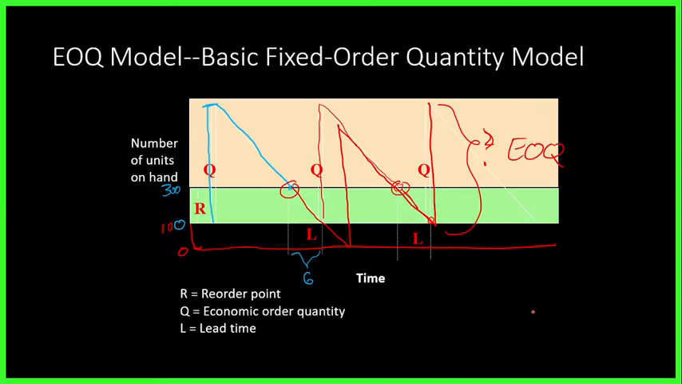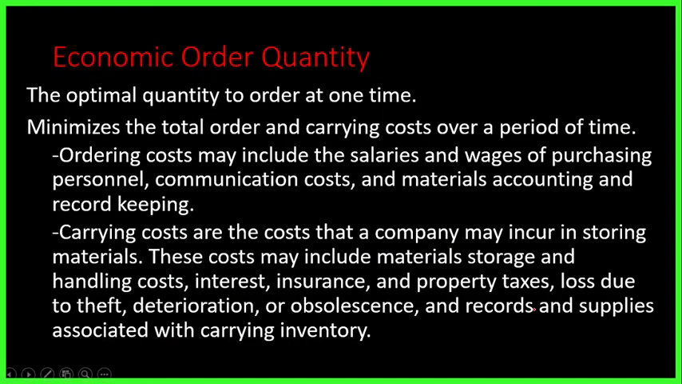The economic order quantity is the level of inventory, or the amount of inventory in quantity, of course, that you are going to purchase so that you'll be able to minimize your inventoriable cost or additional inventory cost. So what are these costs? You have your ordering cost and you have your carrying cost.